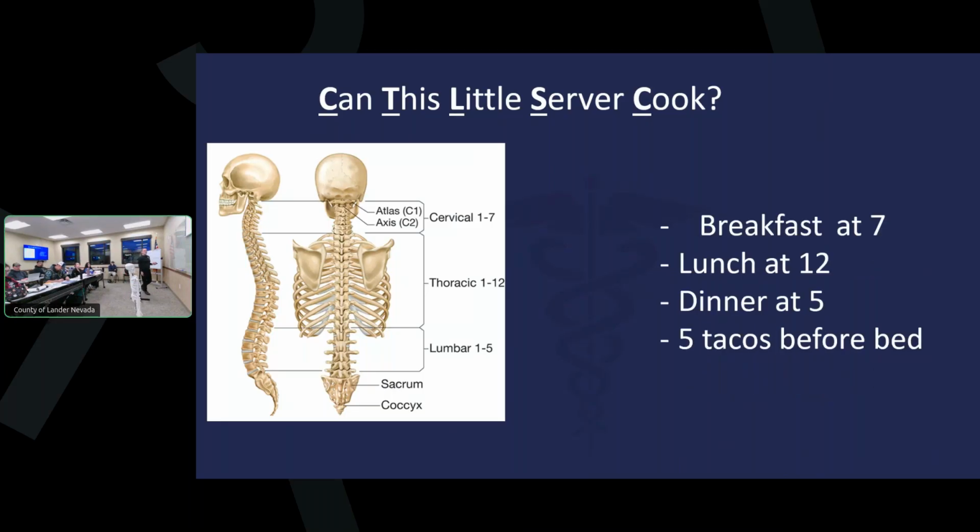So that's how I remember how many are in each. We eat breakfast at 7, we eat lunch at 12, dinner at 5, and then we eat 5 tacos before bed. So that's how many vertebrae are in each little section here. So 7 cervical, 12 thoracic, 5 lumbar, 5 sacral, and then the coccyx is just 1. Oh, it is 4. You're right. I'm sorry. 5 tacos before number 4. That's supposed to be a number 4. My bad. My brain's fried today.